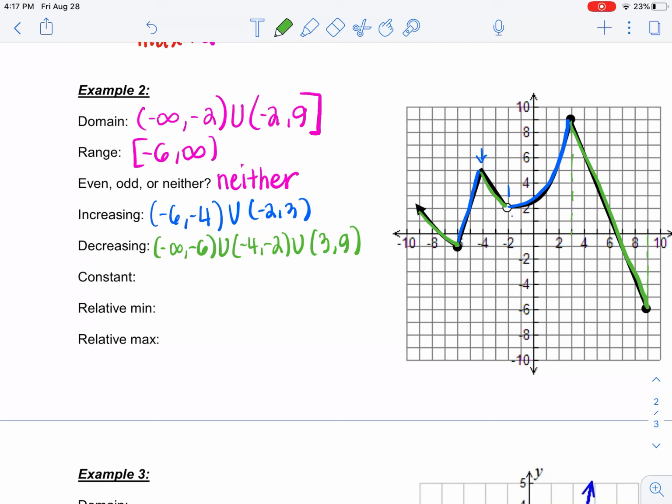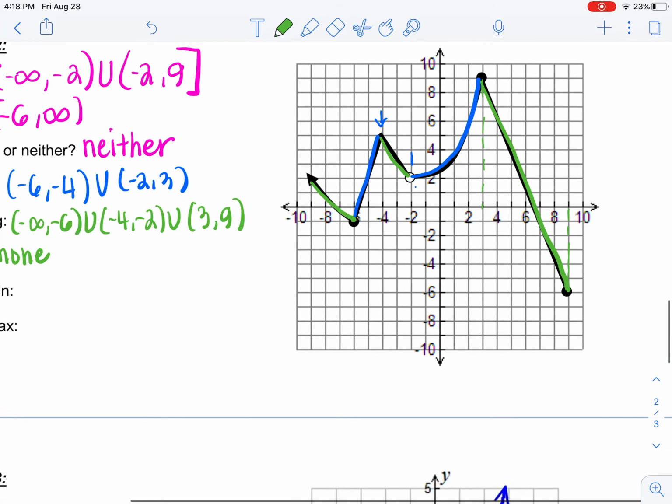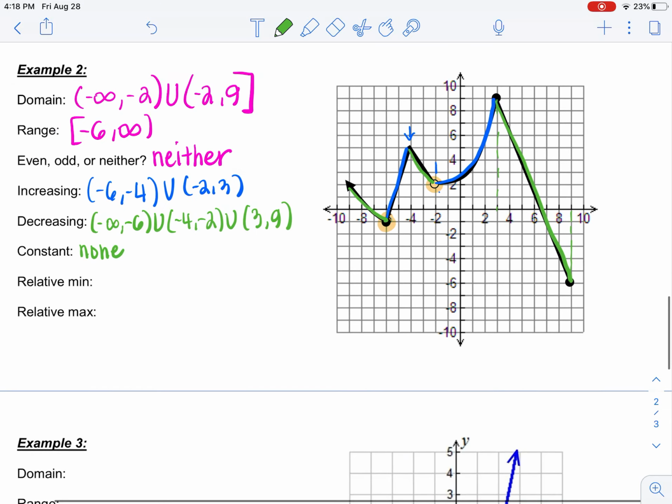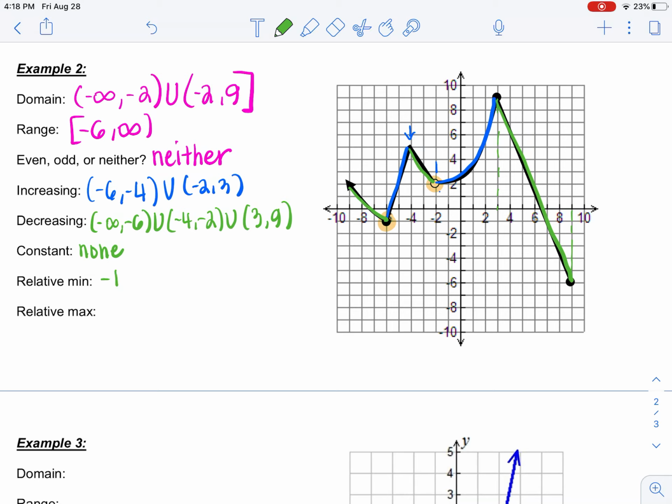Where is it constant? There are no places where it's constant, so none. Relative minimum, right? So I need to find my relative minima, any place where it's going from decreasing to increasing. So color coding is going to help here. It's going from decreasing to increasing here and here. And that's the only 2 places. This is not a relative minimum. It's going from decreasing to nothing. The y values are -1 and 2.